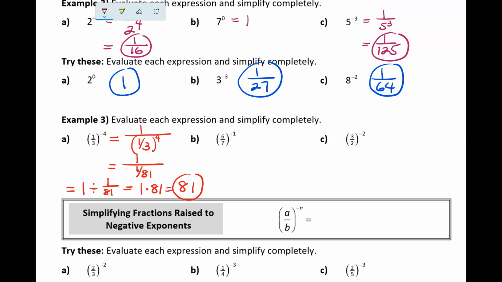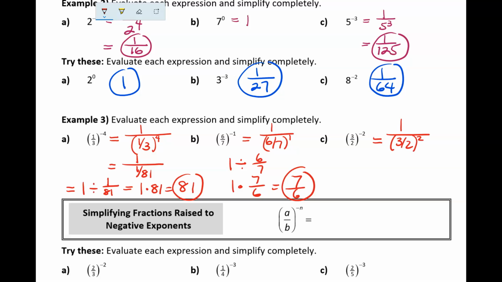All right, if we want to do 6/7 to the negative 1, that would be 1 over 6/7 to the positive 1, which is going to be 1 divided by 6/7, which is the same thing as 1 times 7/6. So that answer is going to be 7/6. 3/2 raised to the negative 2 is 1 over 3/2 raised to the positive 2, or 1 over 9/4, which means 1 divided by 9/4. Same thing as 1 times 4/9. So that answer is going to give us 4/9.